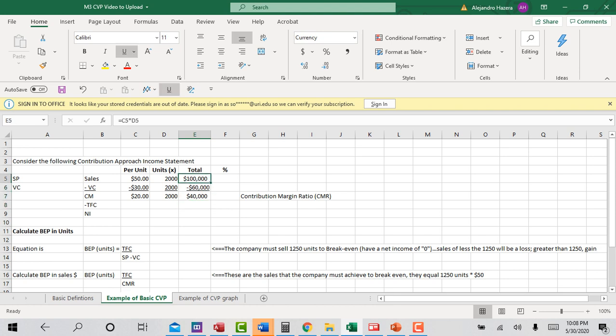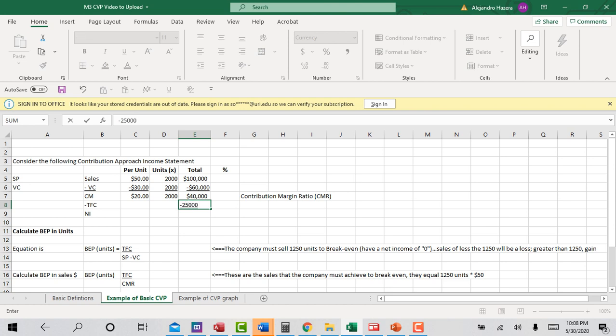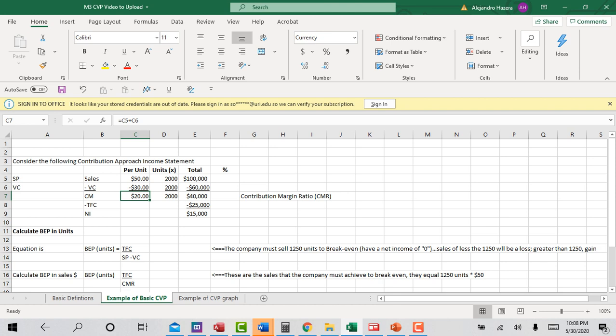Okay, now you can also do this. Let's get our fixed costs finally here. Let's assume our fixed costs are $25,000. So your net income is equal to 40 plus a negative 25, or $15,000. Now, what this is saying is that you've got to sell enough units with a $20 contribution margin to cover those fixed costs, and that will be your break-even point. Once you've covered your fixed costs and sell one more unit, or two more units, or three more units, then you actually start making profit. But if you don't sell enough units to cover your fixed costs, then you have a loss.